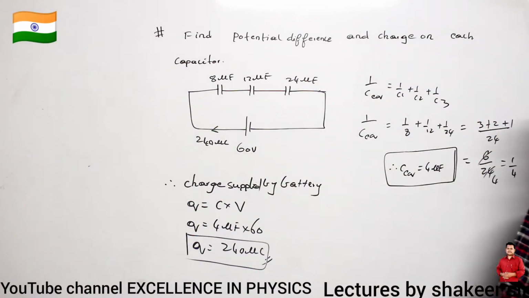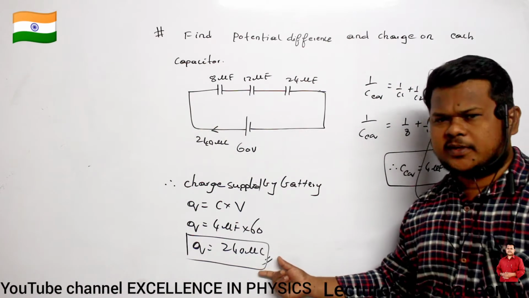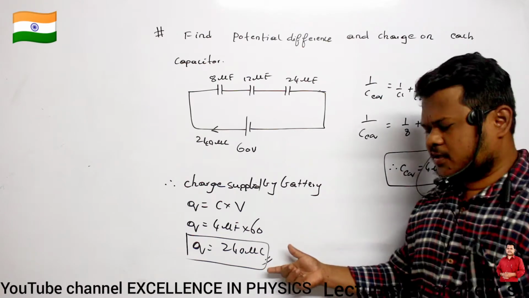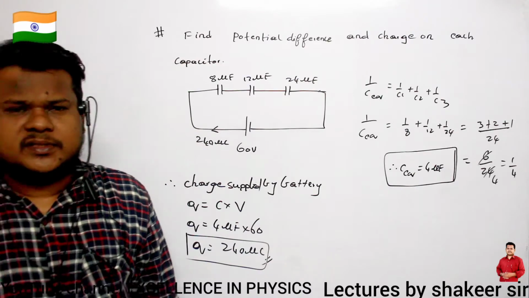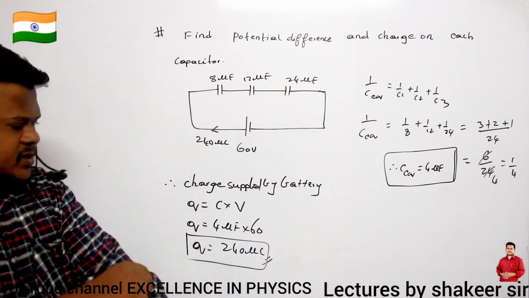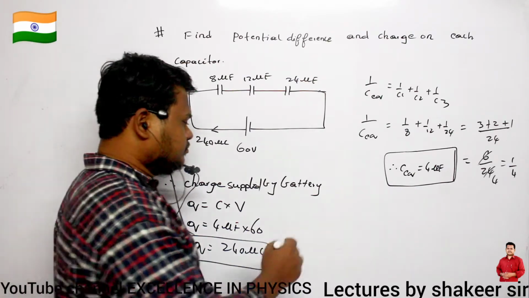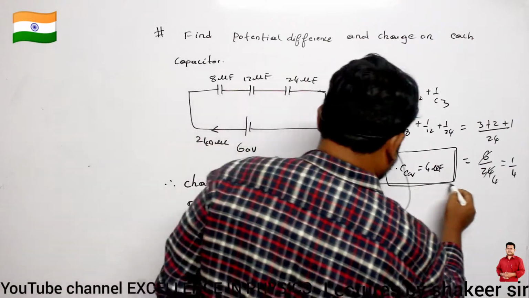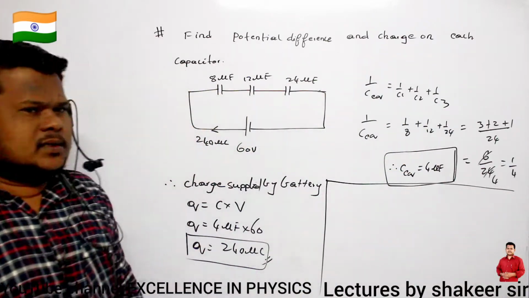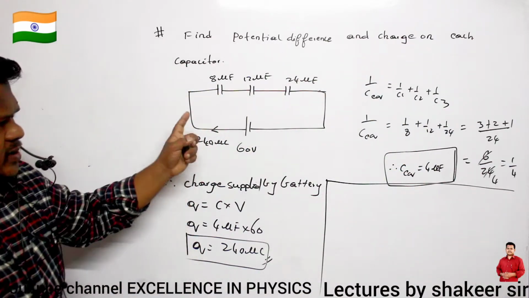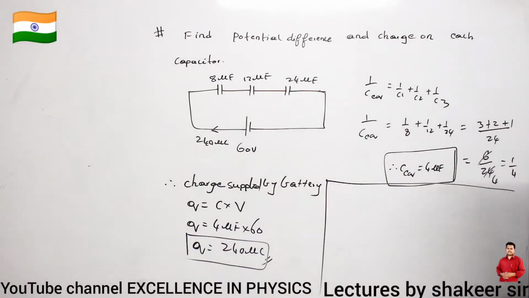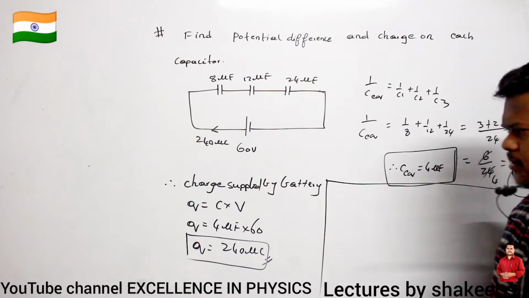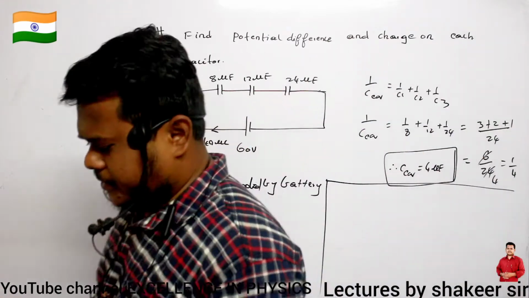Total charge supplied by the battery we have calculated, 240 microcoulombs. Now this charge, how will it be distributed among these three capacitors? Anybody? Come on. How will this charge be distributed among these three capacitors? Any idea? You should try to answer. You should not be silent.